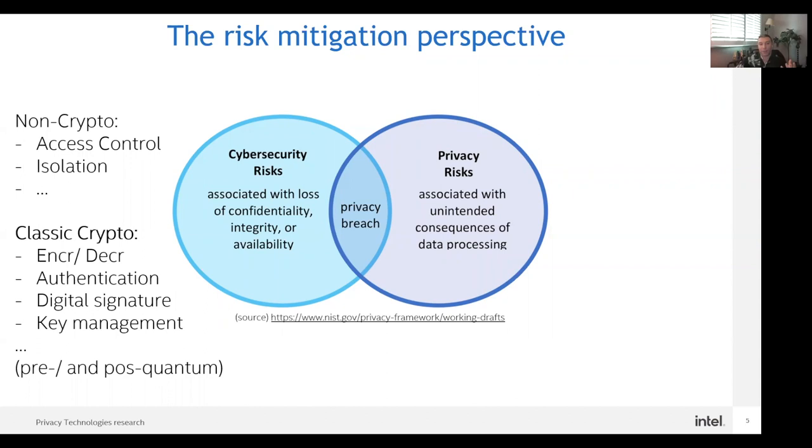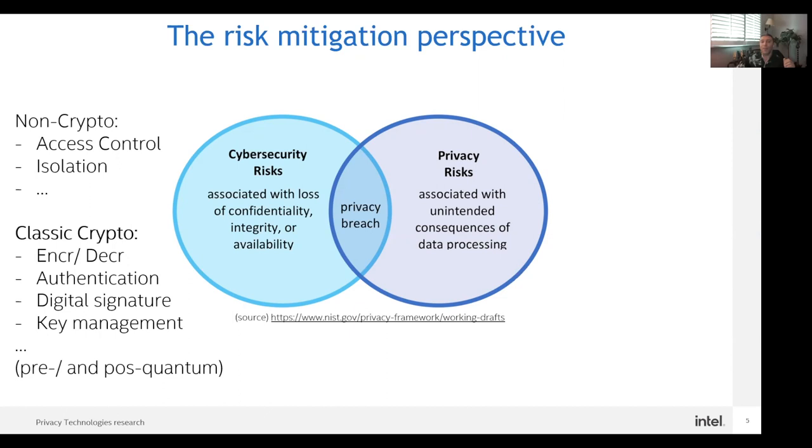And so when we look at the spectrum of technologies that we have for cybersecurity risk, associated with protecting the confidentiality, integrity, and availability of assets, which may be intellectual property or other types of data, we see a spectrum of cryptographic and non-cryptographic technologies to enable traditional security mechanisms.